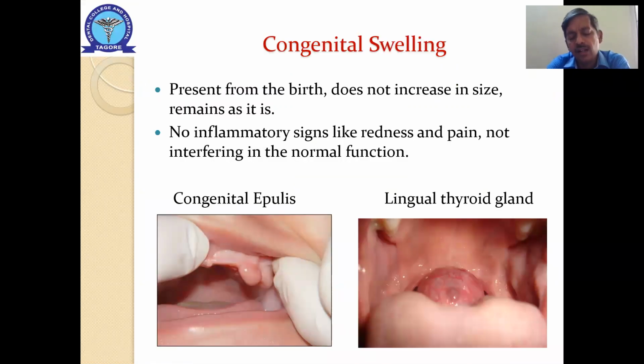Normally, after inspection and palpation, you have to come for diagnosis of swelling. Swelling could be of the following types. First is the congenital swelling. What is congenital swelling?